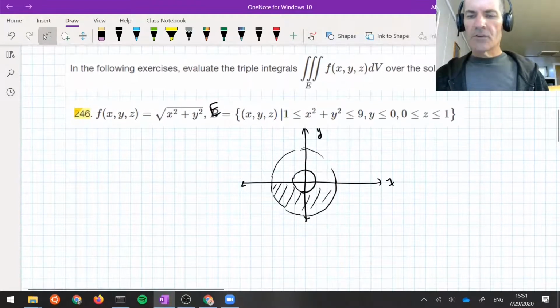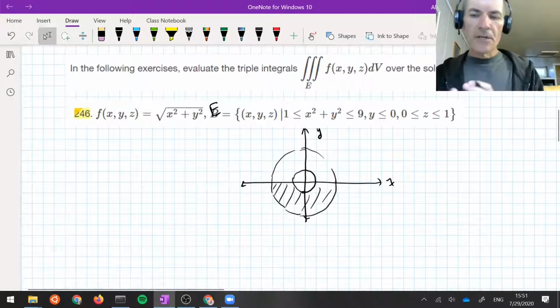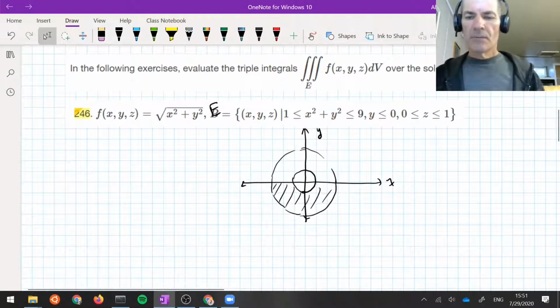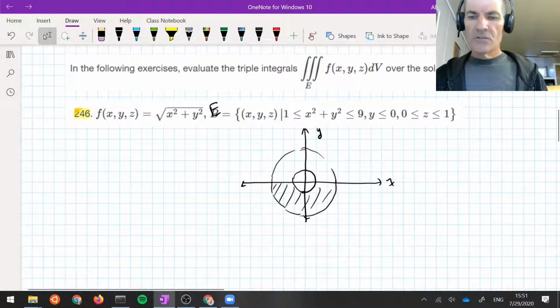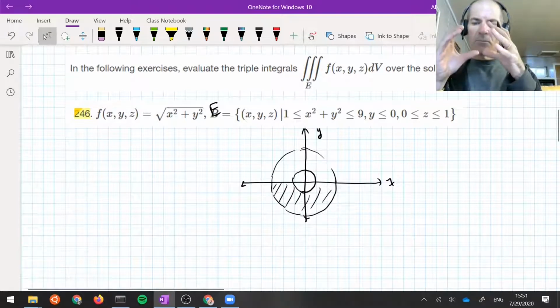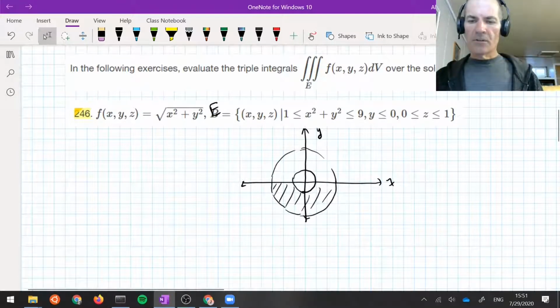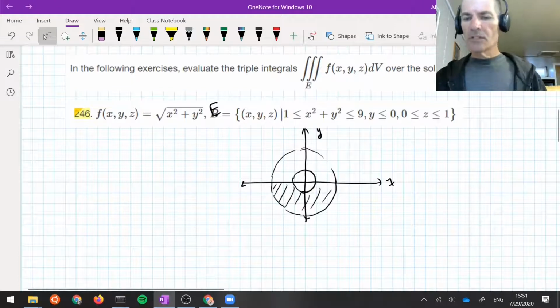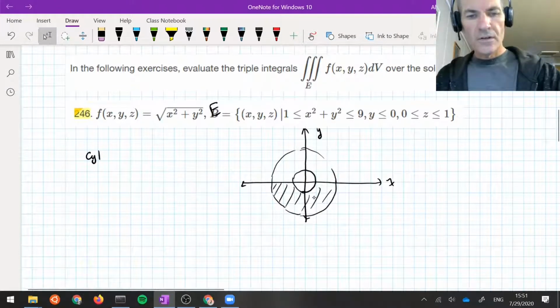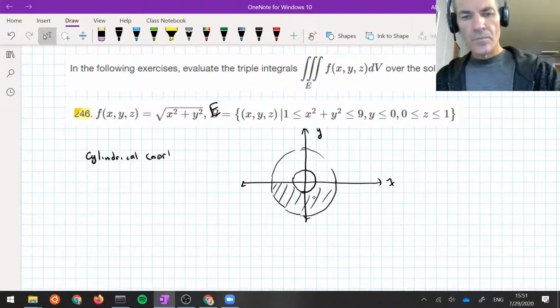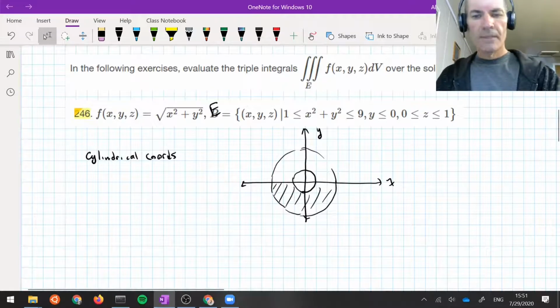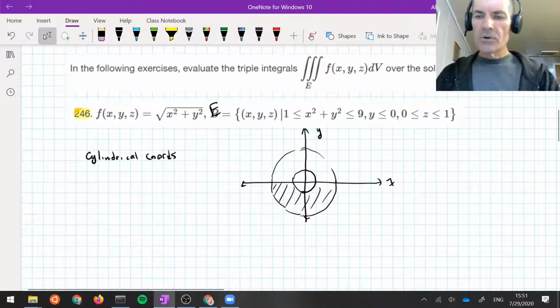You do see a lot of circles, but you don't see any spheres here. Mostly you see cylinders because this thing is really a circle that's extended up 1 unit, and then the outer circle also extended up 1 unit, and those are cylinders. So let's see if we can't use cylindrical coordinates to describe this integral.